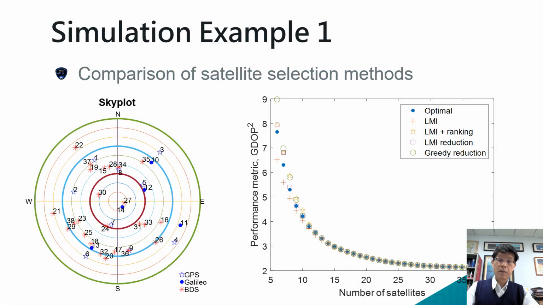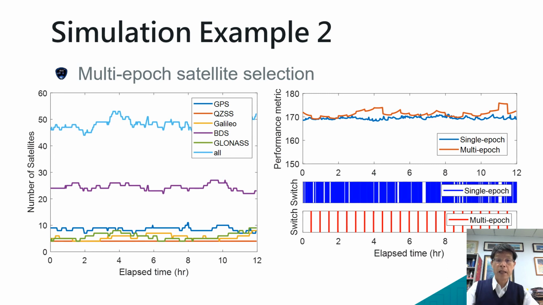And we perform certain simulations and compare our result with existing methods and some other alternatives, and highlight the significance of this LMI approach. And we also address the multi-epoch satellite selection, so that the receiver does not have to switch the selection too often, and this problem can all be dealt with under the same framework.